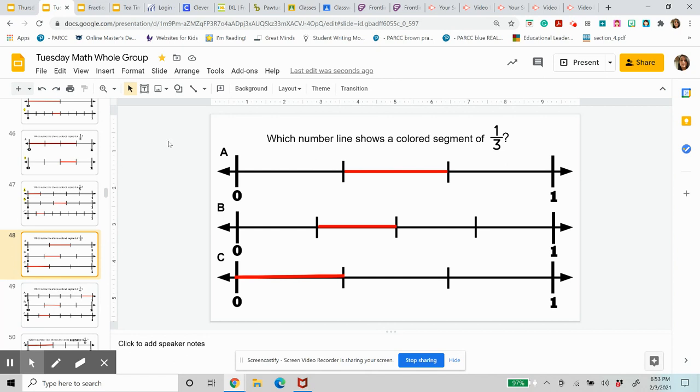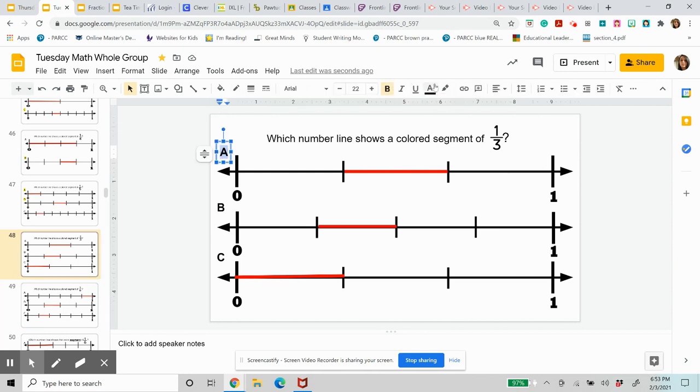So first thing we want to do is count our spaces. So 1, 2, 3. This has 3 spaces. 1 is colored in. So that works. How about B? So 1, 2, 3, 4. Nope. 1/4 is colored in. That's not 1/3.